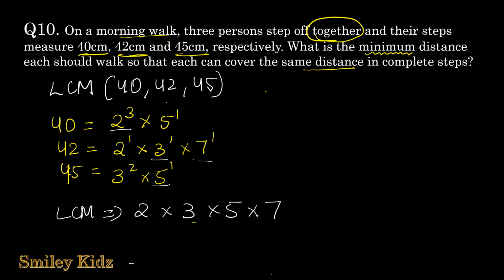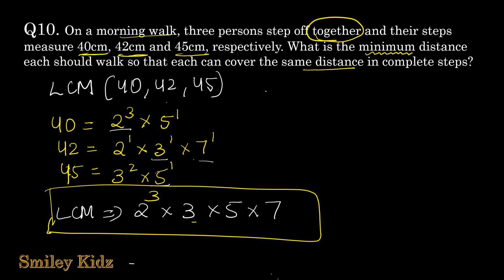Right. Now the greatest powers. The highest power of 2 is 3, right? So 2 to the power of 3. Then for 3, the highest power is 2. And for 5, the highest power is 1. And same with the case of 7, the highest power is 1. Then 2 cube into 3 square into 5 into 7. That is 2 cube is 8, 3 square is 9 times 5 times 7. Now this is going to result in 2520 centimeters.